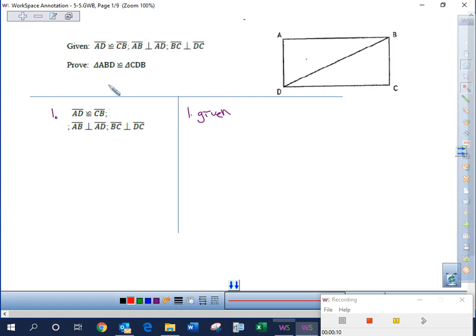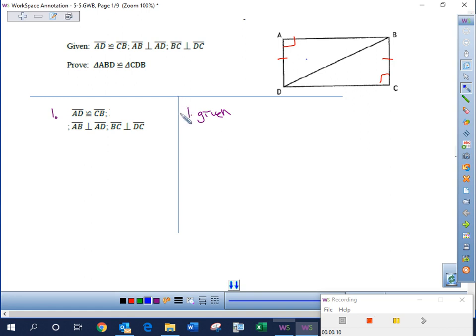So let's take all this given, segment AD congruent to segment CB. Let's write it down and mark it. And segment AB is perpendicular to segment AD, so that goes meow. And segment BC is perpendicular to segment DC, so we'll write that down with a given. But hypotenuse leg takes a lot of work, guys, to get it done in front of the math judge, where you got to prove it.